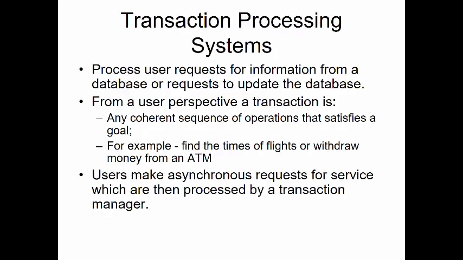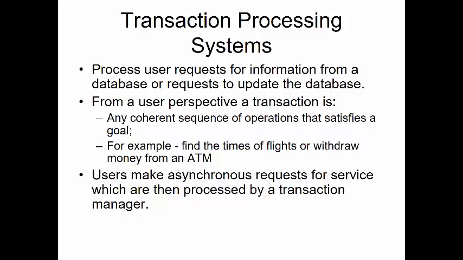Let's take a look at some more detail. The transaction processing systems process user requests for information from a database or requests to update the database. From a user perspective, a transaction is any coherent sequence of operations that satisfies the goal. For example, I might want to find the times of flights from Hilo to Maui, or I might want to withdraw money from an ATM. Either one of those would represent a transaction.